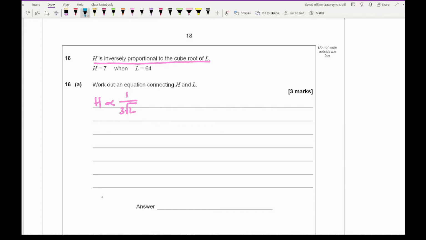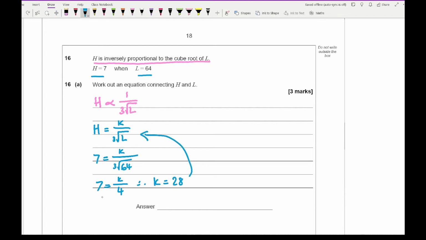Then we replace the proportional symbol with equals k, and again that's going to be over the cube root of L. And then we substitute our numbers to work out what k is going to be. So I've got 7 equals k over the cube root of 64. The cube root of 64 is 4, so that's k over 4, so k equals 28. So then going back and substituting this into our formula, we get h equals 28 divided by the cube root of L. And there is my formula.